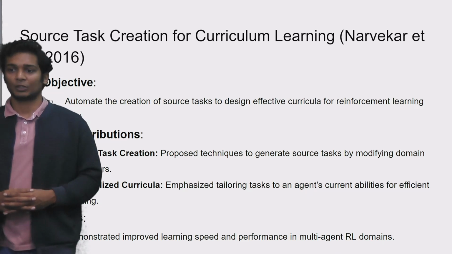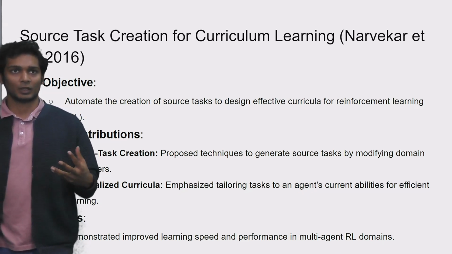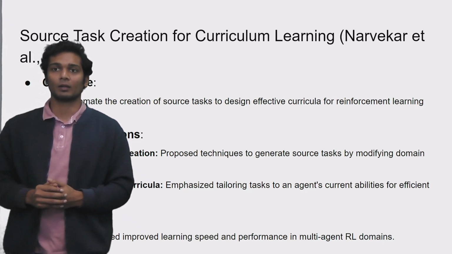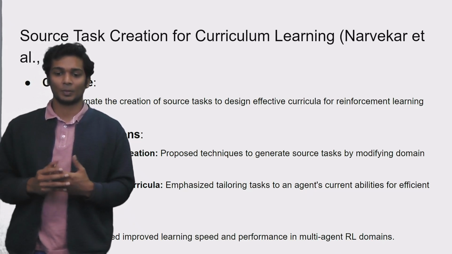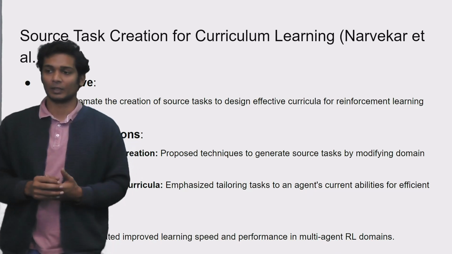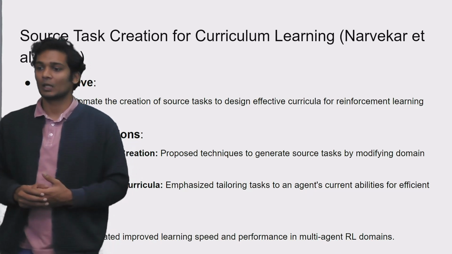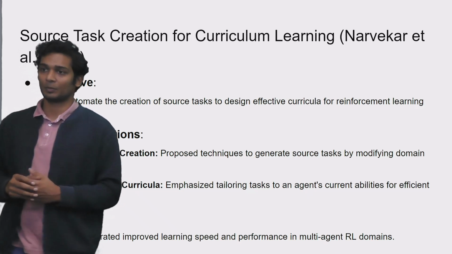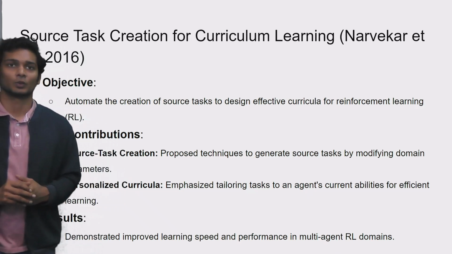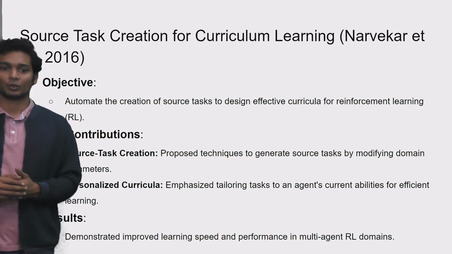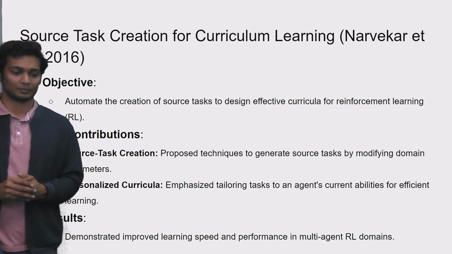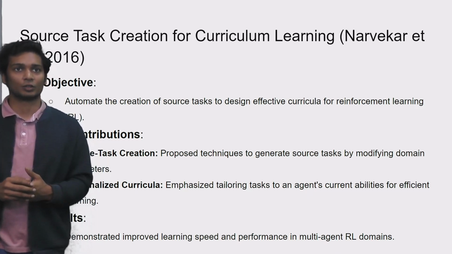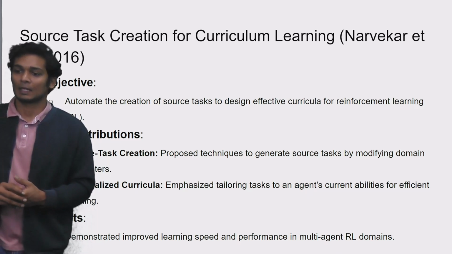So, like I mentioned, learning sparse reward tasks, complex tasks such as multi-agent coordination tasks, can be quite difficult and complex to learn using vanilla reinforcement learning approaches. So, this paper, task creation for curriculum learning, was the first paper to propose an automated curriculum generation approach for reinforcement learning.